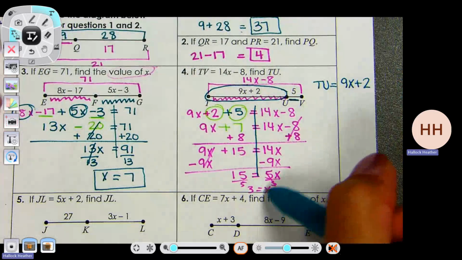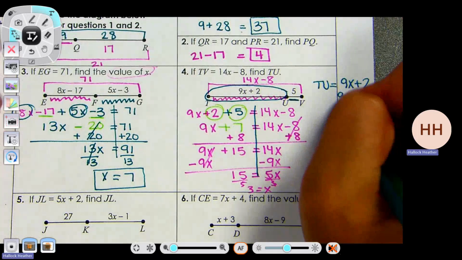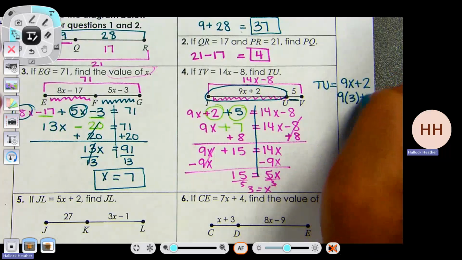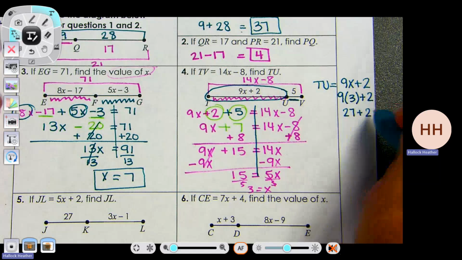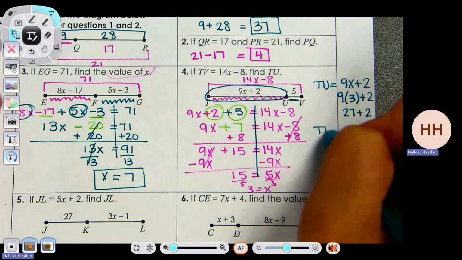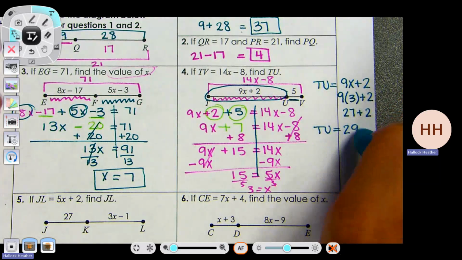So if I sub 3 in, I have 9 times 3 plus 2. 9 times 3 is 27. I'm adding 2 to make 29. So TU's actual length is 29.